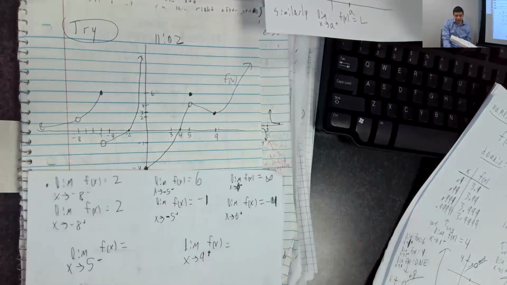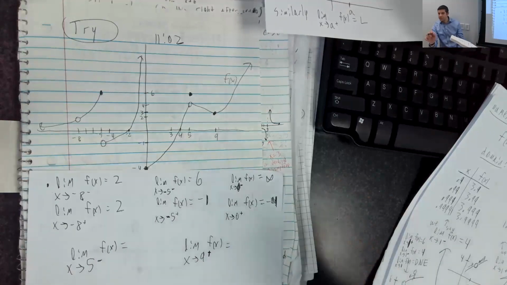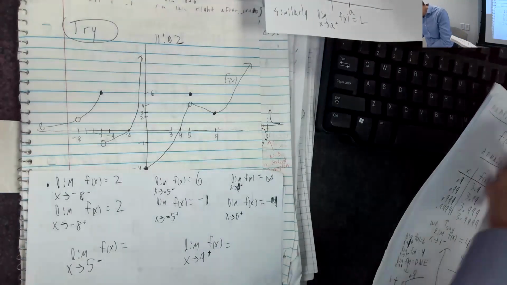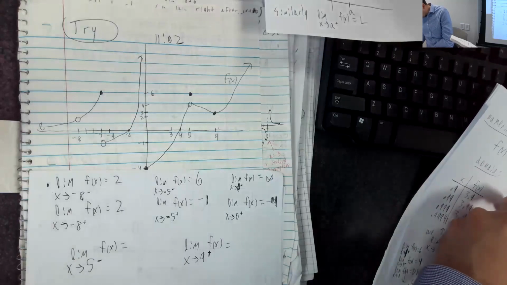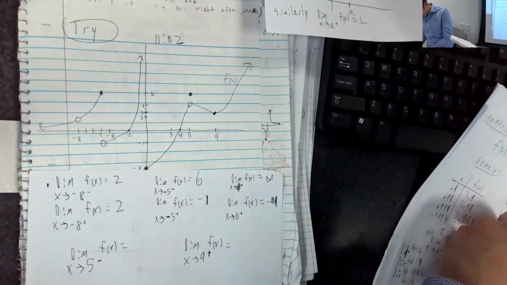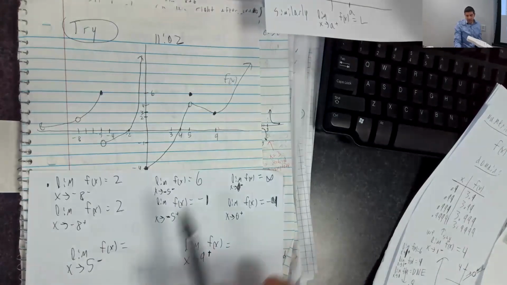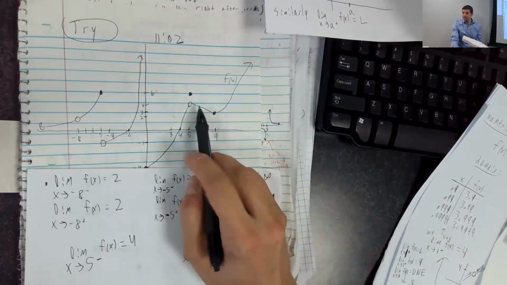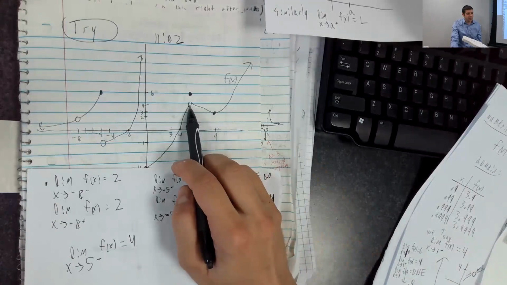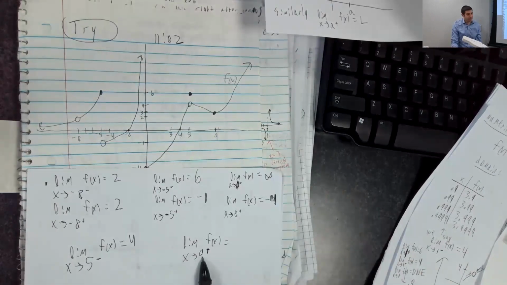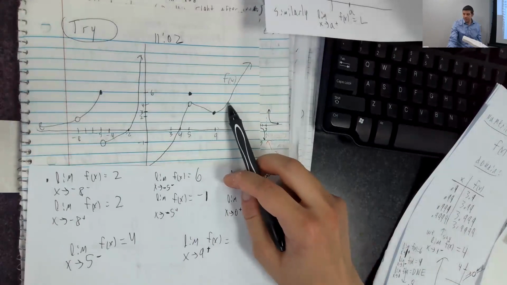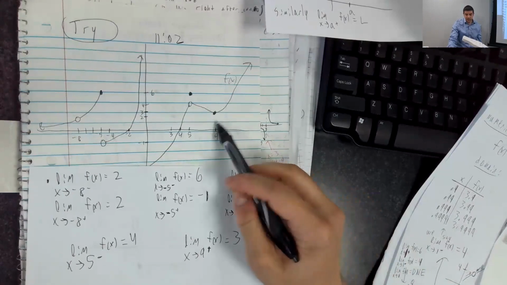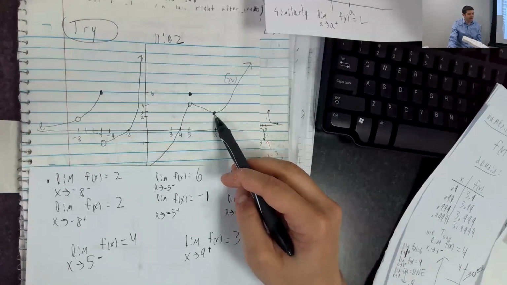What about 5 from the left? From the left it is 4. Okay, good, it's going towards 4. What about the right? Same thing. 9 from the right is 3. What about 9 from the left? Same. What's the actual limit?